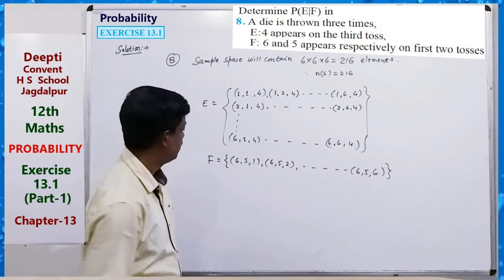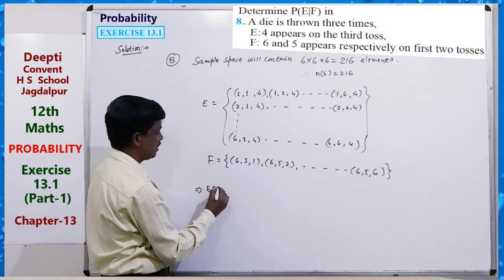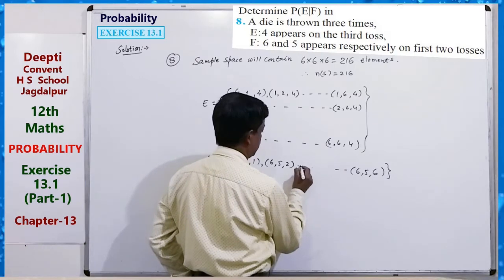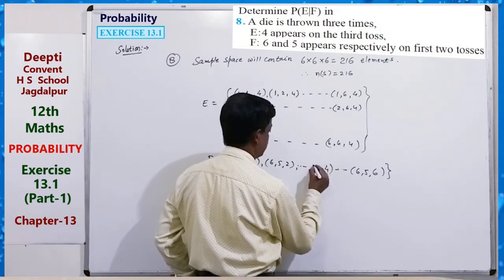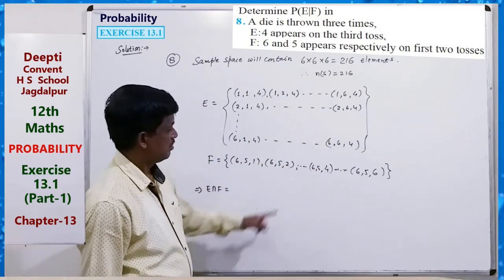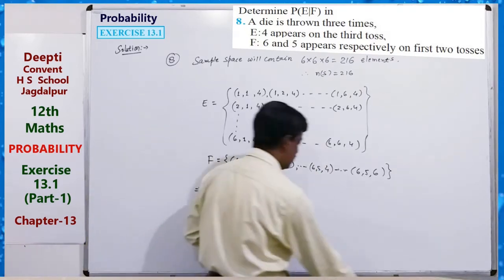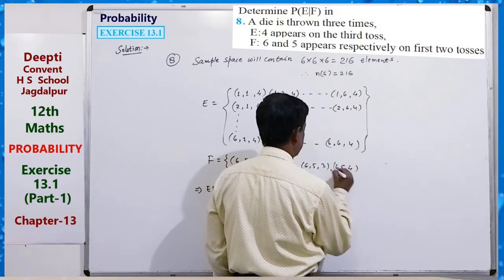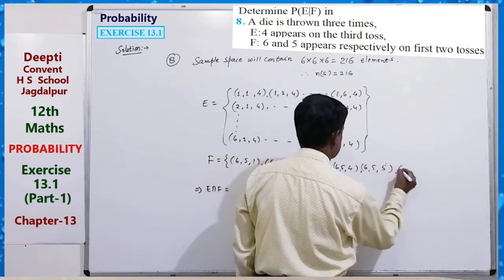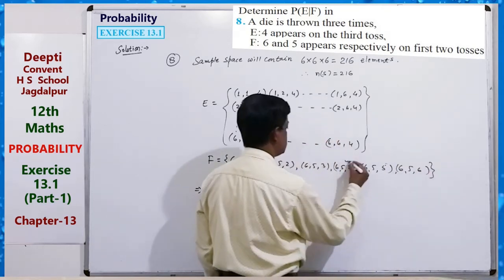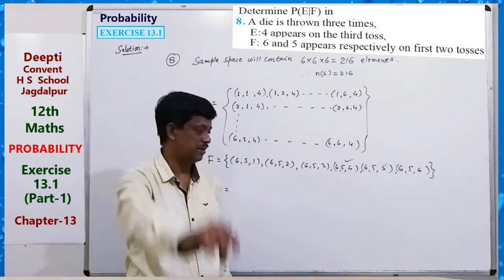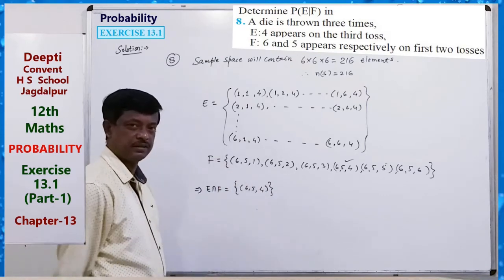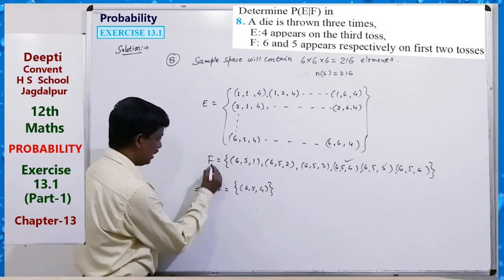Now we have to find P(E|F). So here E and F implies E intersection F equals what? In E intersection F, the third point will be 4. So this is 6, 5, 4 out of 6. This element is common to both because its third position is 4. So it is a single element. The intersection element is 6, 5, 4, and F will contain 6 elements.